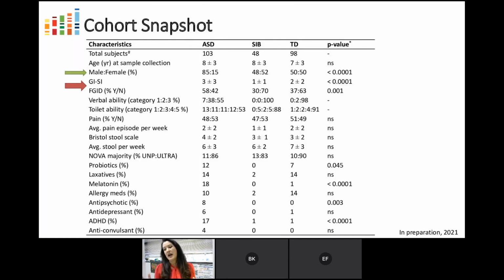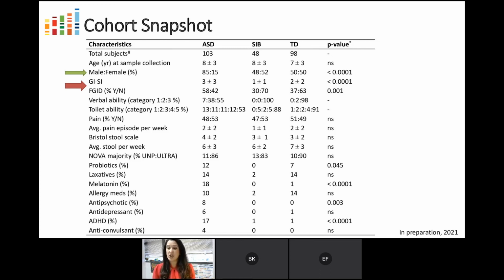Now, this is the snapshot of the larger cohort. Again, our 3 groups that we included were children with autism, their unaffected siblings, and unrelated typically developing children. Embedded within each of these 3 groups are also children with GI symptoms and those that potentially met criteria for a functional GI disorder. As expected, we saw the ASD cohort skew toward males. You can see there the ratio 85-15, pretty much what we see in terms of diagnostic criteria in children in this age range as of now.